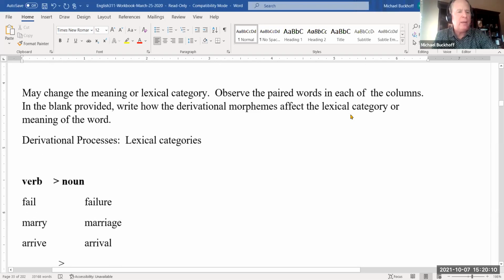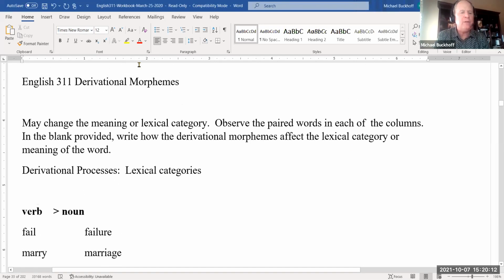Okay, here we go. Keep going. So now we're getting into derivational morphemes, right? And we're now going to talk about some of the basic characteristics of derivational morphemes. I said it, I'm saying it again. They may change the meaning or the lexical category of the words that they attach to. That is one big thing.